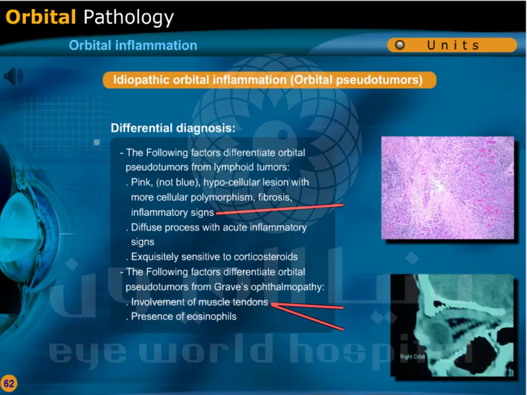The following factors differentiate orbital pseudotumors from lymphoid tumors. Pink, not blue. Hypocellular lesion with more cellular polymorphism, fibrosis, and inflammatory signs. Diffuse process with acute inflammatory signs. Exquisitely sensitive to corticosteroids. The following factors differentiate orbital pseudotumors from Graves' ophthalmopathy. Involvement of muscle tendons, presence of eosinophils.